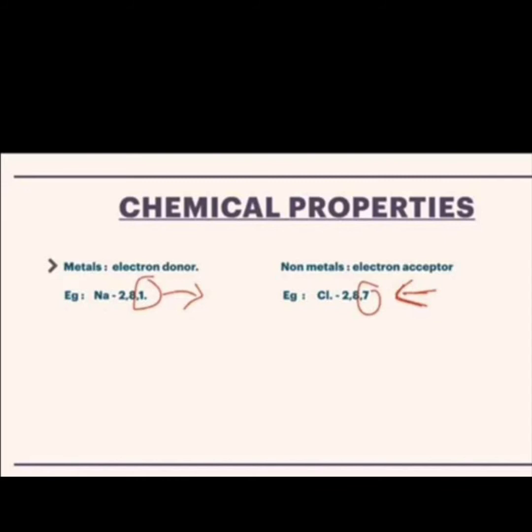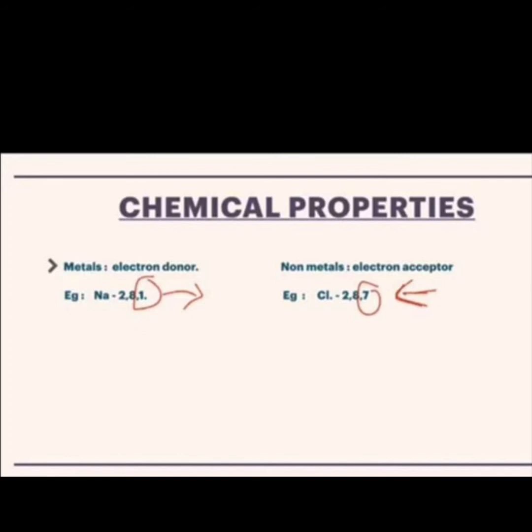Okay, metals are electron donors. See the example, children. In the case of sodium, what is the electronic configuration? 2, 8, 1. Right? Yes. Whether it will lose that 1 electron, or it will accept 1 electron, children? It will lose that electron, right? Yes, to attain octet configuration, it will lose that 1 electron. Okay? So, metals are electron donors.